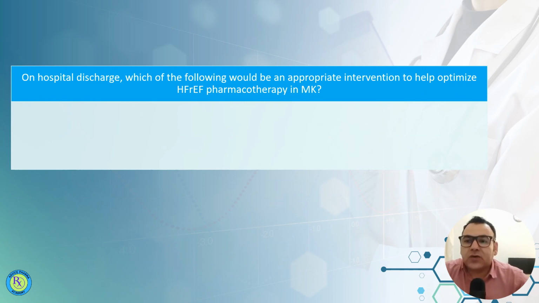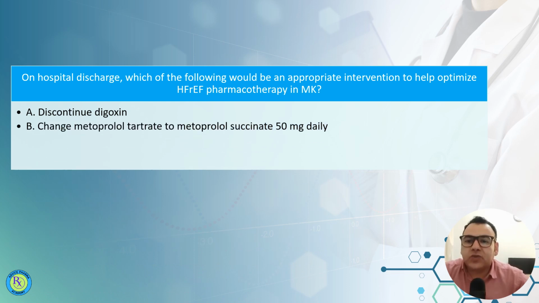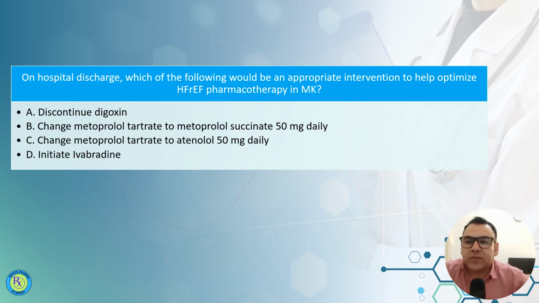The first question on discharge: which of the following would be an appropriate intervention to optimize Mr. MK's pharmacotherapy? Discontinue digoxin, change metoprolol tartrate to metoprolol succinate 50 mg daily, change metoprolol tartrate to atenolol 50 mg daily, or initiate ivabradine. So in this case, as we mentioned, the evidence-based beta blockers with mortality benefit are metoprolol succinate, not tartrate, so better to shift the patient to metoprolol succinate.